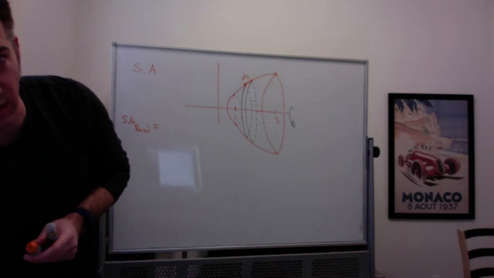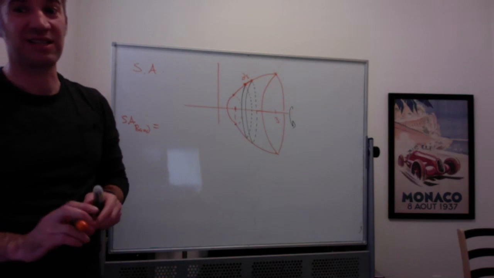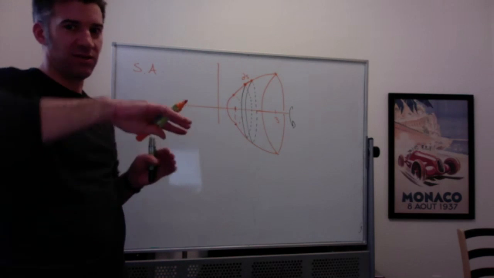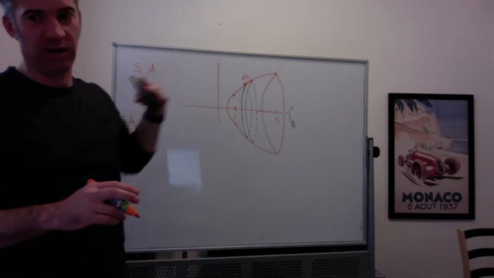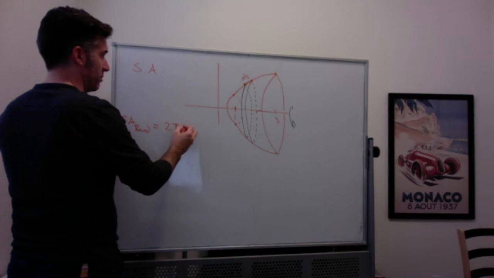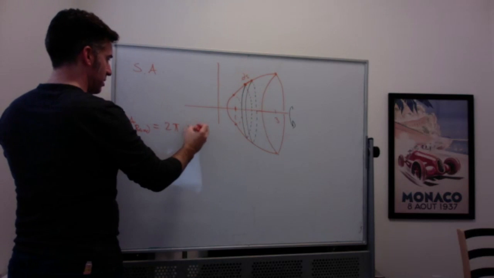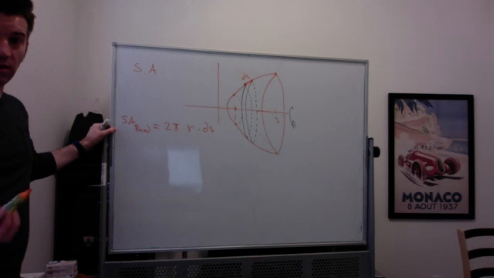But this is where things get a little bit wonky. The thickness isn't dx or dy, the thickness is ds, because it's not just straight horizontal or straight vertical, it's curved kind of. So the surface area here is 2 pi times the radius of this times ds. And here's where things get a little bit weird.